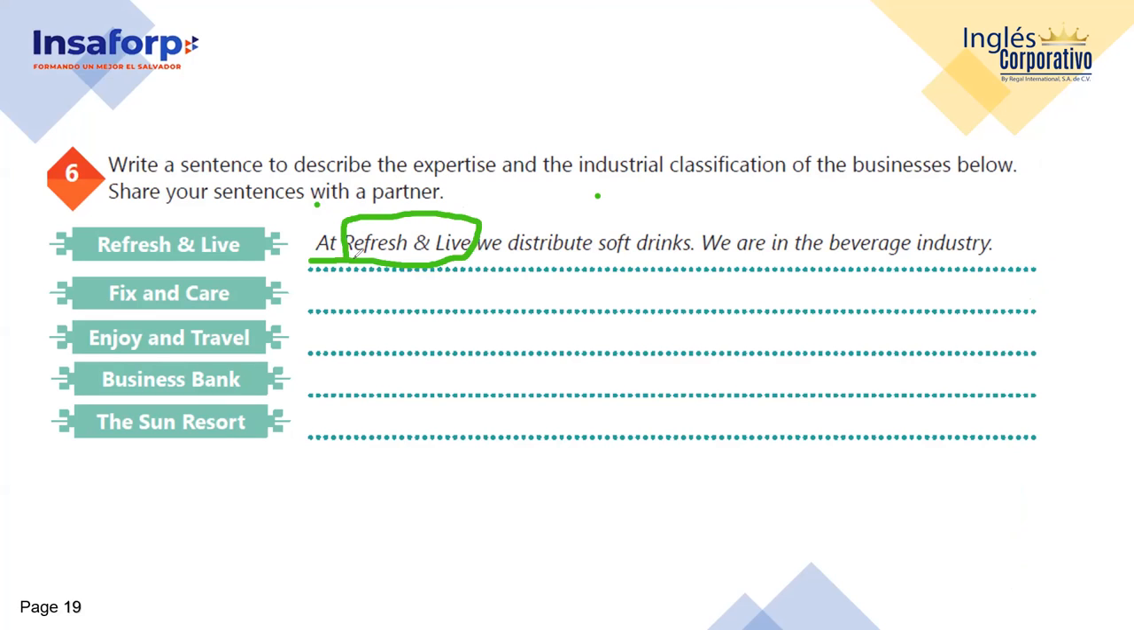You are going to start saying, at Refresh and Live, we, because you belong to that company, we distribute soft drinks. Este verbo tiene que ir relacionado a lo que hace the company, right? So in this case, it is related to distribution. So we say, we distribute soft drinks. Y luego me lo va a relacionar al tipo de industria. If you distribute soft drinks, significa que we are in the beverage industry. Do you see? Do you see the way that we are going to do it?